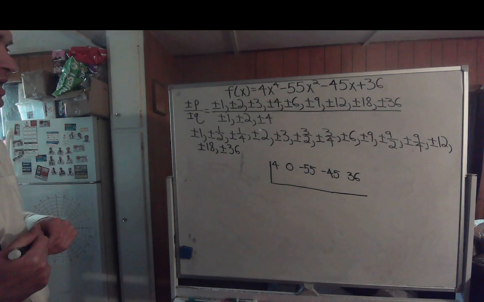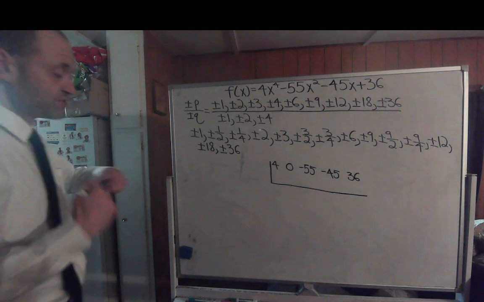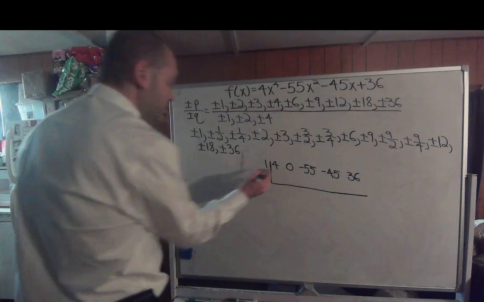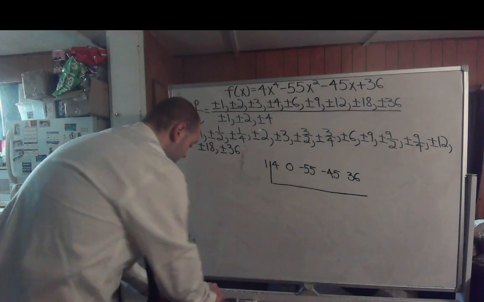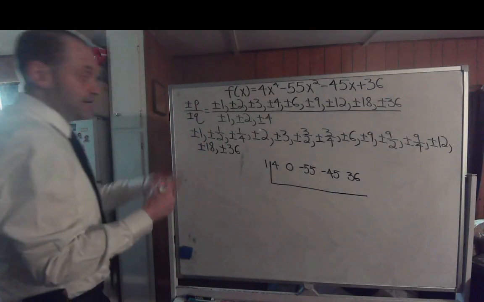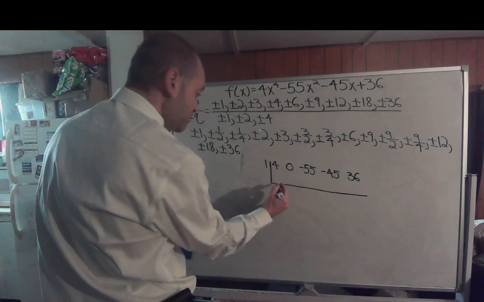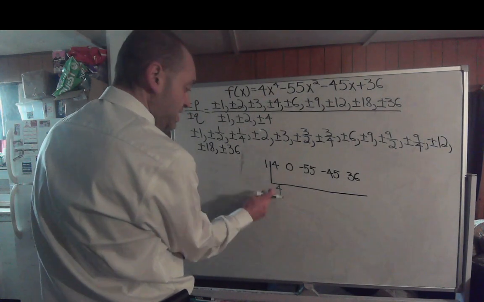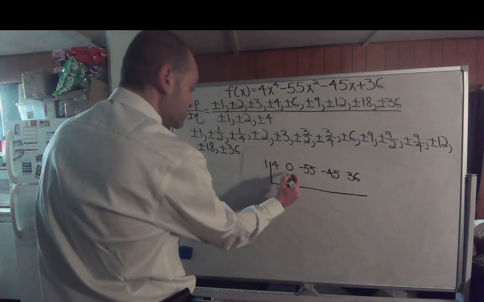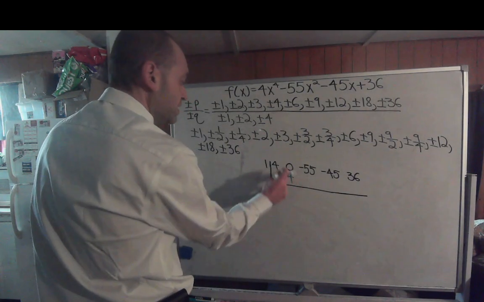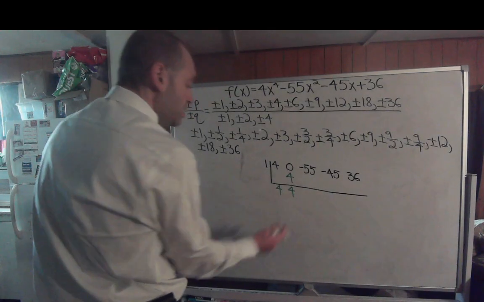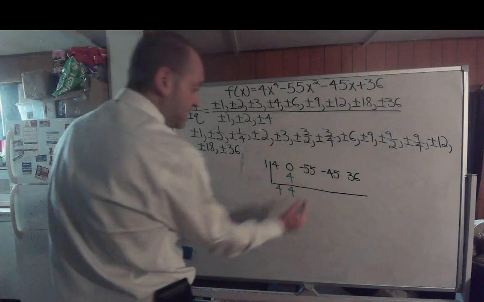Why don't we start with, well, let's start any place. Let's start with 1. It may take a while to go through some of these, but when in doubt, start at 1. So bring down your first number of 4. 1 times 4 is what? Well, that's just going to be 4. 0 plus 4 is 4. All right, 1 times 4 again is 4.